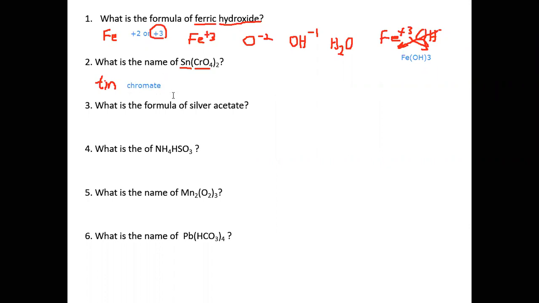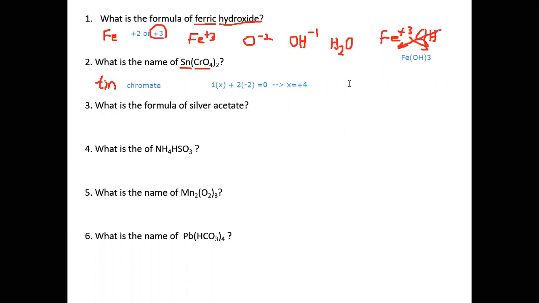But tin is one of those elements where we have to include the Roman numeral. And here, if you were to do the reverse crisscross, you would get the incorrect charge of tin, because you have to remember that we have 1 tin whose charge is unknown plus 2 chromates with a -2. And this has to equal 0. So then we get x to equal +4.